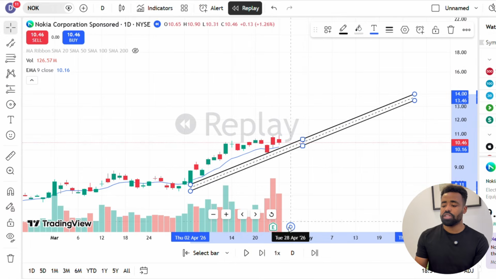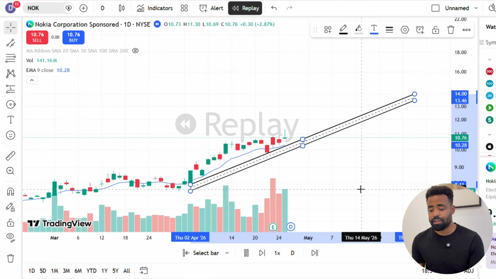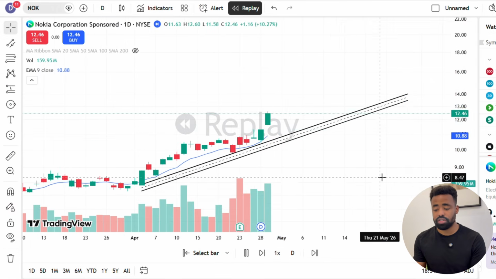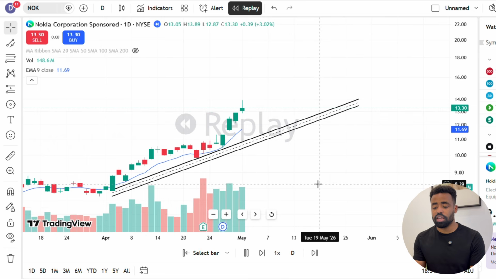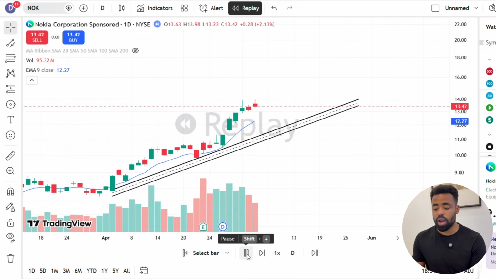Price just keeps making higher highs, higher lows, and if you're waiting for price to come all the way back to a horizontal support level, you'll probably never get into the trade. And this is where dynamic support comes in. So notice how every time price starts pulling back, it never reaches our previous horizontal support. And instead, it keeps finding buyers around this moving average.